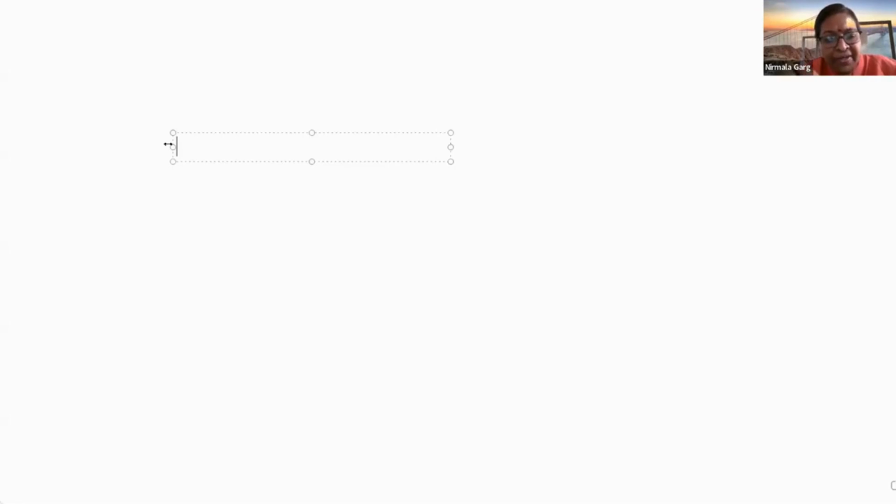Say, for example, I'm writing data like 12, 6, 8, 10, 9, 4, 2, 14. This is a set of data, right? So when I say the median, how will I find out a median?